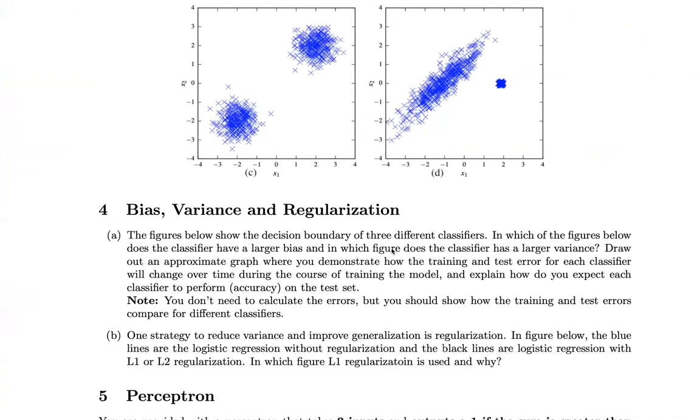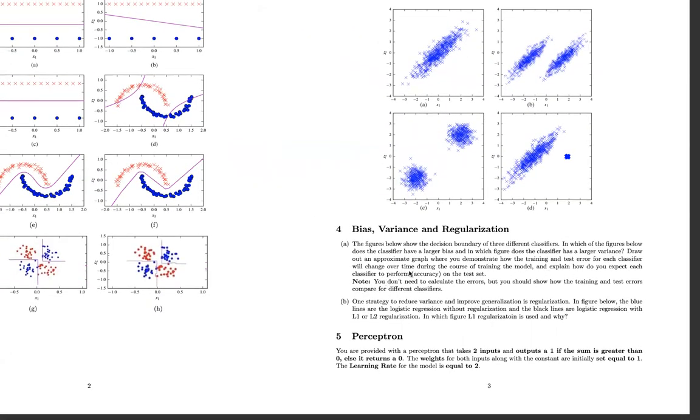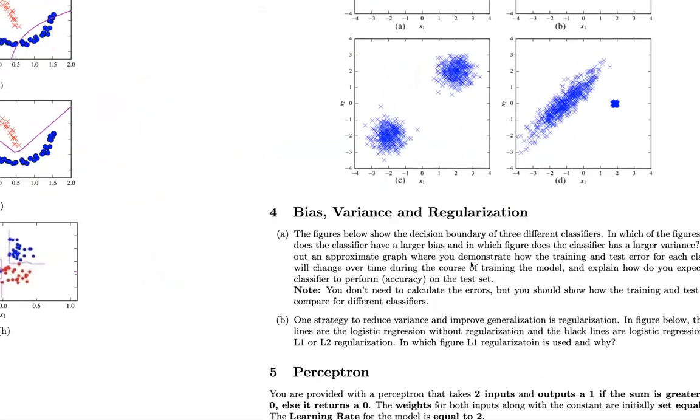this is asking, so you're going to see 3 figures, 3 decision boundaries that are a result of 3 different classifiers, one of which is overly biased, one of which has too high a variance, and one of which is a relatively good fit. And then they ask you to sketch out a graph where you demonstrate how training and test error for each classifier will change over time during the course of training the model. And then explain how you expect each classifier to perform on the test set. So this is a qualitative concept here.